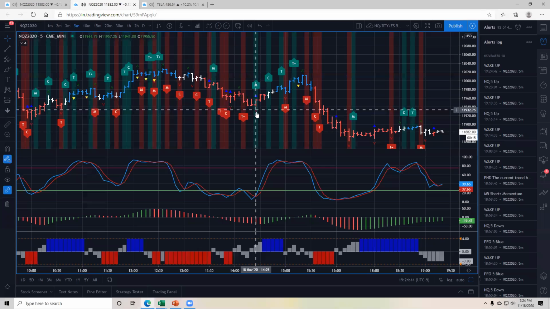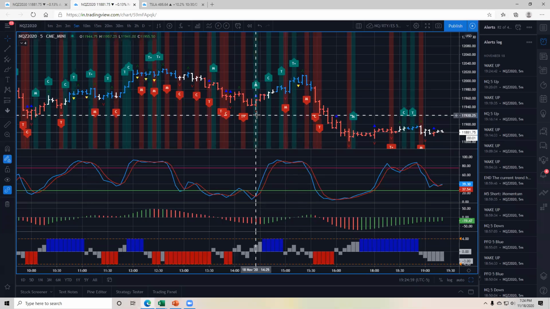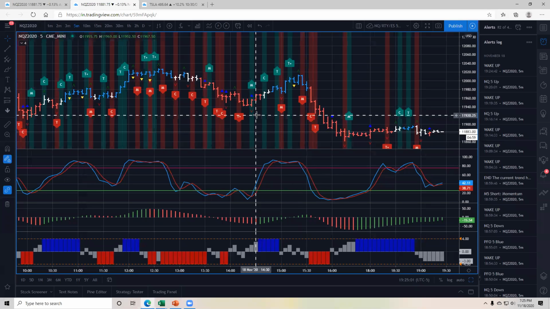When you see this red V, that is a fractal. When you see this green inverted V right here, that is also a fractal. This is what we refer to as an upper fractal. This is what we refer to as a lower fractal.